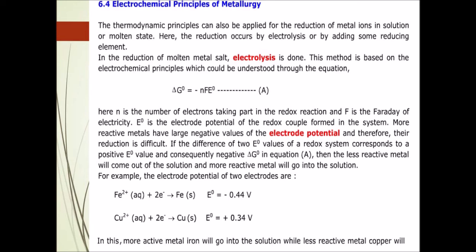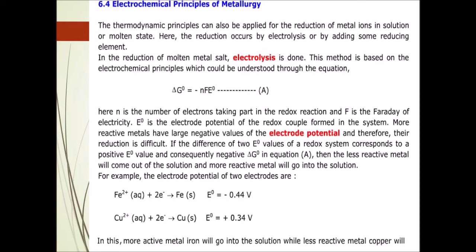Now what we are going to do here is study this electrochemical principle, how it is applied in the reduction of highly reactive metal oxides. The reduction of these highly reactive metal oxides is done either by the process of electrolysis or by the addition of a more reactive metal as a reducing agent. I repeat, it is reduced by electrolysis or by adding a highly reactive metal as a reducing agent.